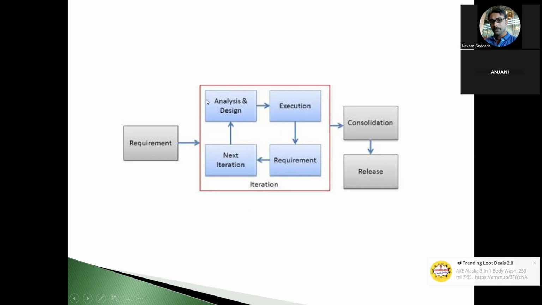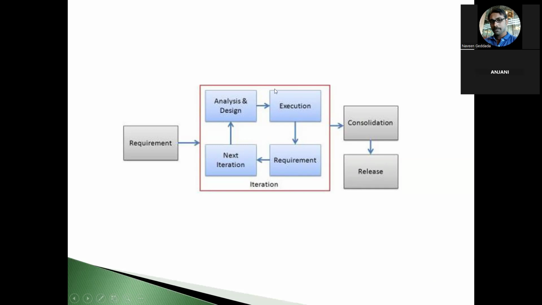And once the user story is completed, which indicates that the user story is ready for development and can be delivered in the particular release, that will be executed, and then we will go for the next requirement. This requirement will be implemented in the next phase, which we will call the next iteration. So it is an iterative process.